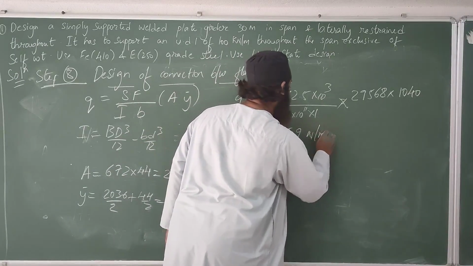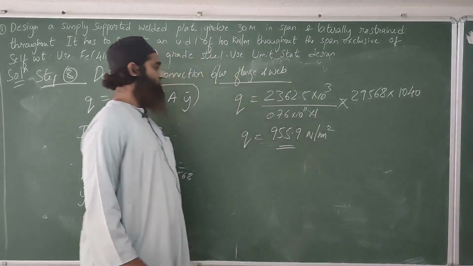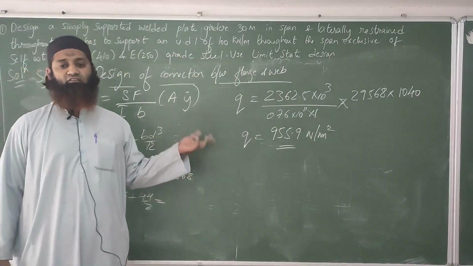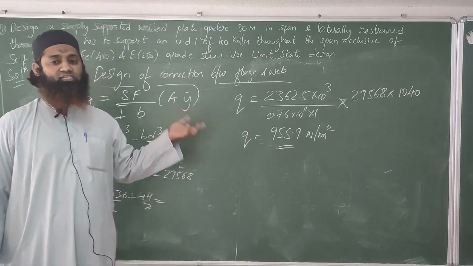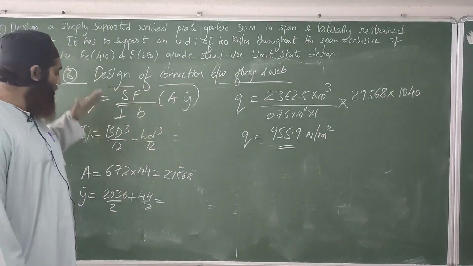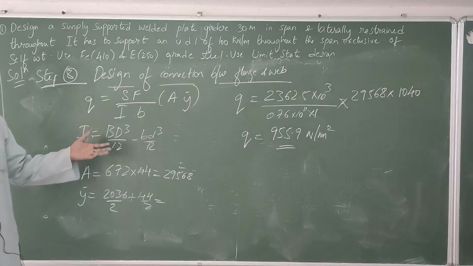955.9 Newton per mm square. So this is the shear strength that I have got here. Now depending on this shear strength, I will have to go for the design of weld. Hope this is clear here. It was simple. You can just see here.